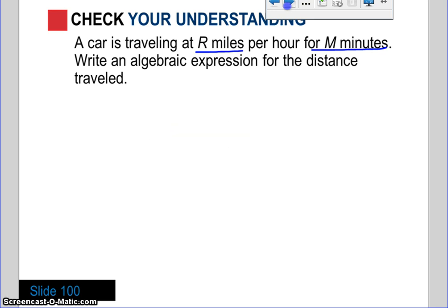If we look back at the previous example, it talked about how many hours they were traveling, and we're looking for the miles per hour here. So it's the rate, which is similar to the 50 miles that they were going in the first example, times the number of hours. So we need to convert our minutes to hours, and we do that by dividing our minutes by 60. And there's your answer.